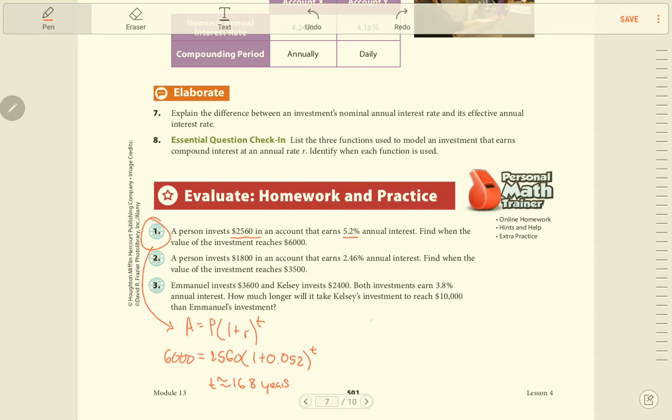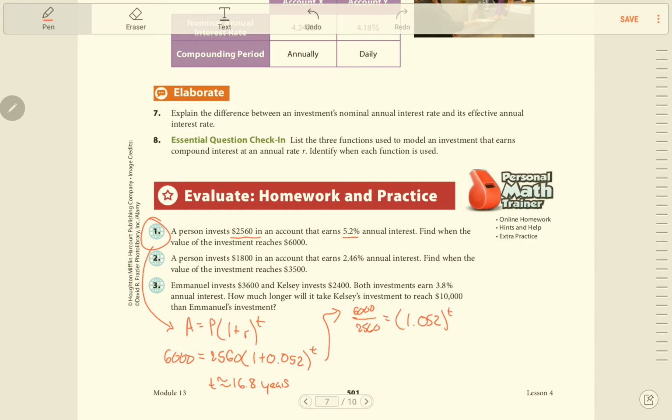So, for example, you could start with the same equation, divide both sides by the 2,560. So it'd be 6,000 over 2,560, which simplifies to something. Then we'll have 1.052. If I add these two numbers together, I'll get 1.052 to the t. And at this point, then you can use a logarithm.